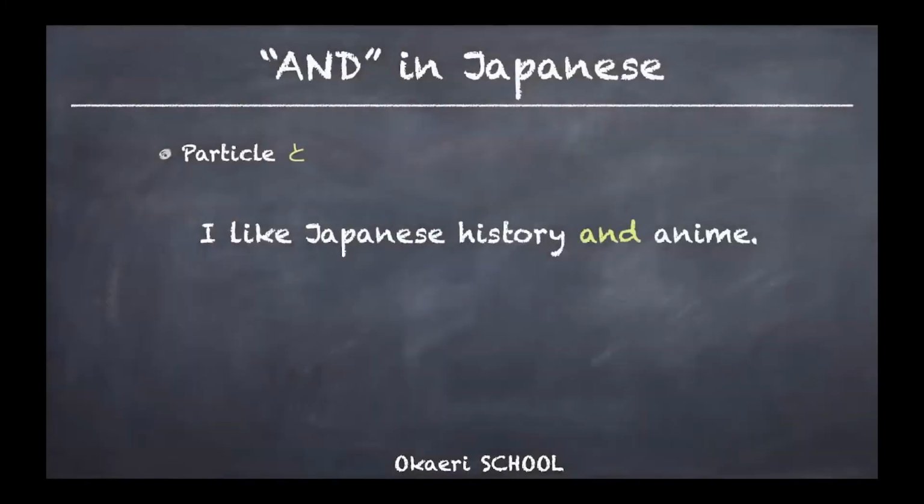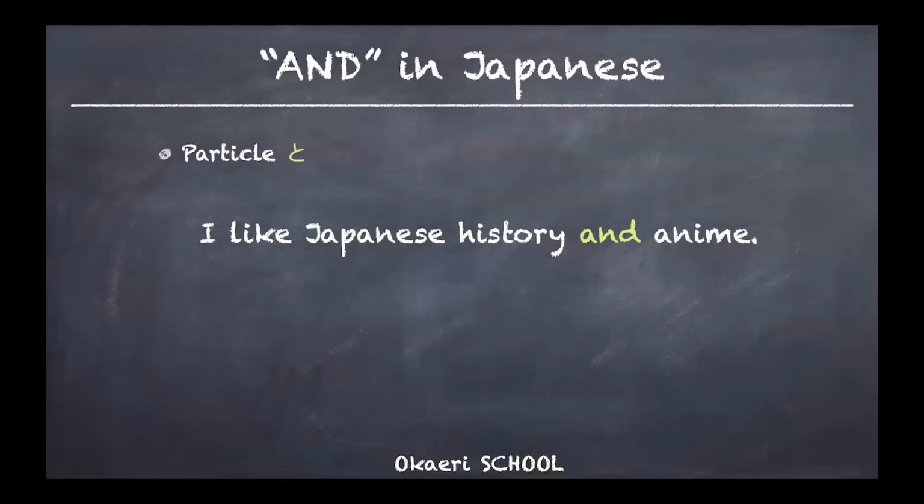Right, okay, let's get started. Today, we're going to learn how to say "and" in Japanese. When you think of "and", I'm guessing you'll be thinking of the particle と. For example, when you want to say, I like Japanese history and anime.